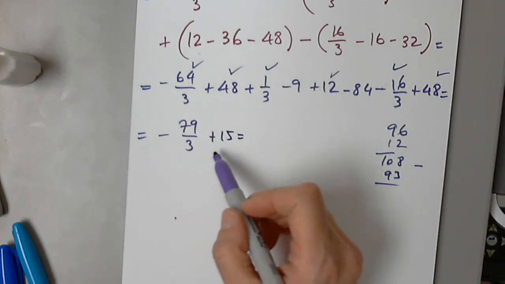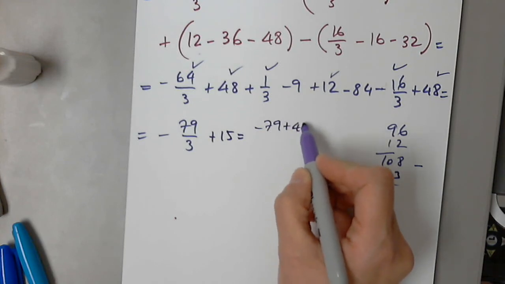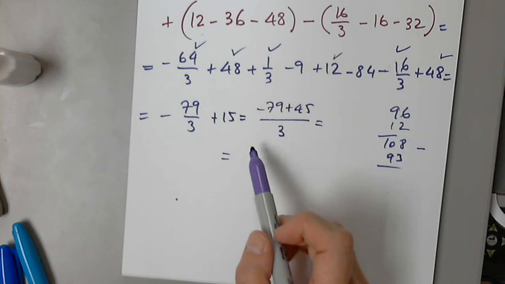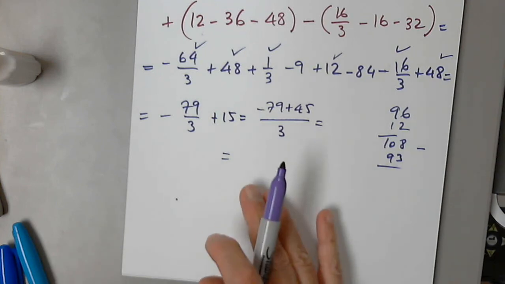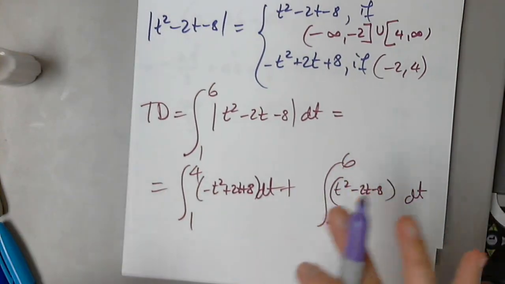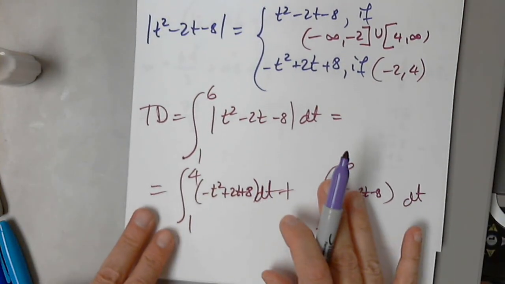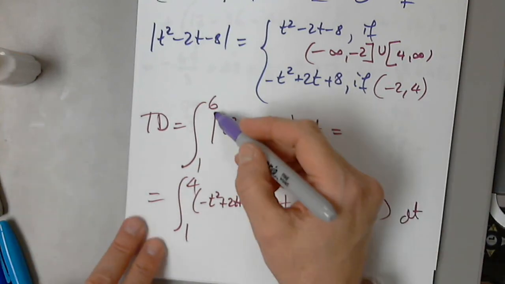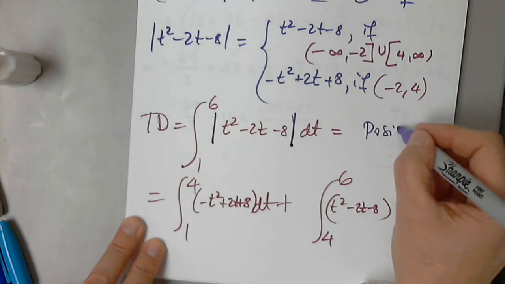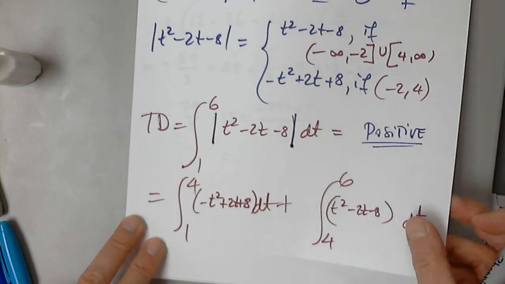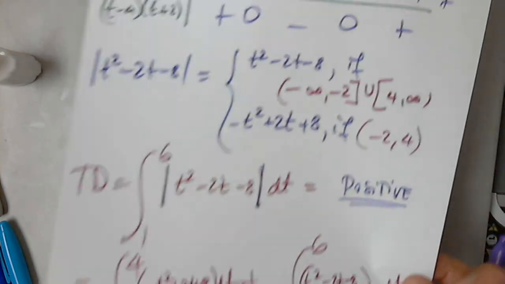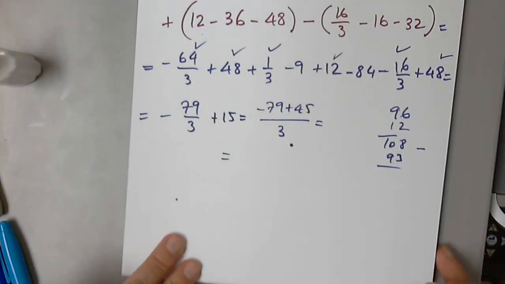Can anyone confirm any of these numbers? Negative 79 plus 45 divided by 3. I cannot get a negative number. So let's go back for a second. It's impossible to get a negative number. Why? I don't even need to look at the numbers. This is a positive function, the answer must be positive. There is no discussion. So if it happens that I get a negative number, I'll say no, no, no, no, no. I have to go back to the drawing board.